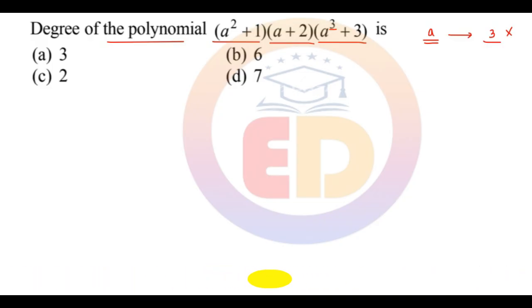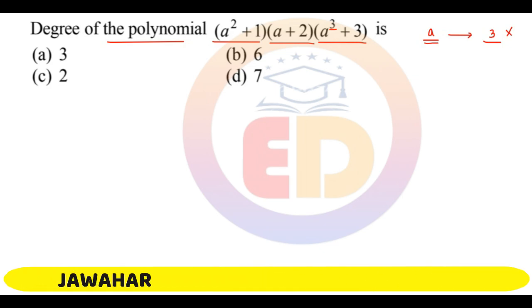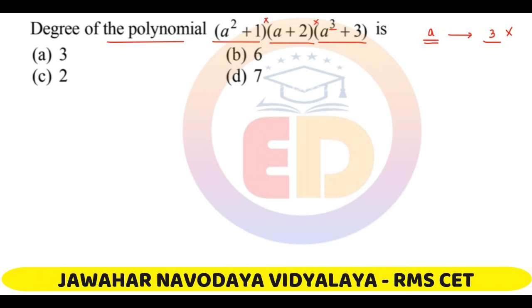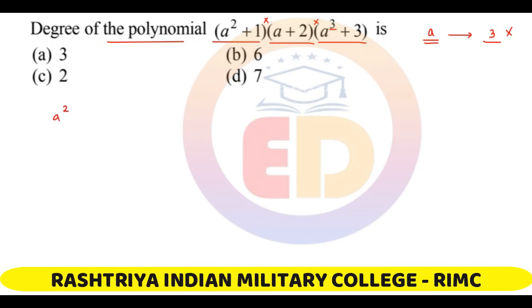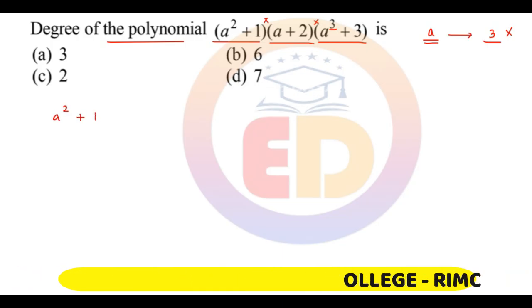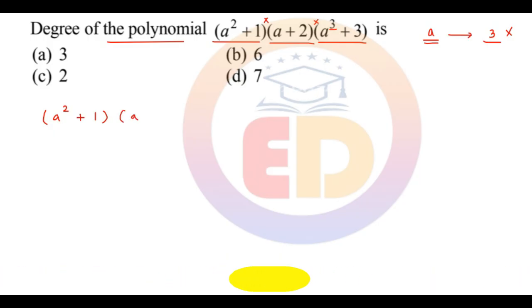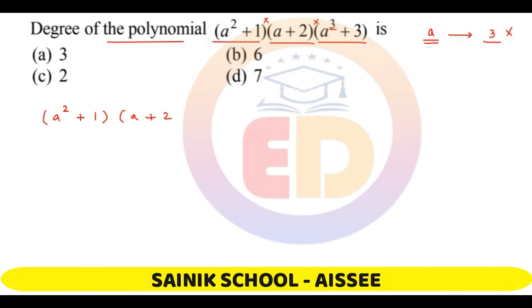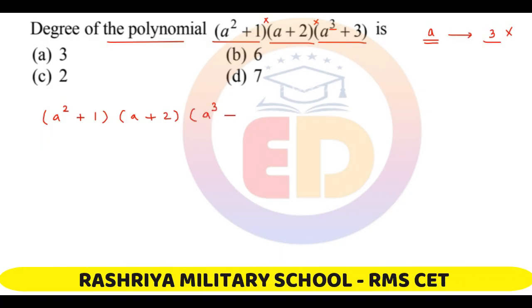On a closer look, you will see that this is (a square plus 1)(a plus 2)(a cube plus 3). This is actually a multiplication. So what we have to do is first multiply these terms, and then find out what is the value of a in terms of its power that is coming. This is a plus 2, this is a cube plus 3.